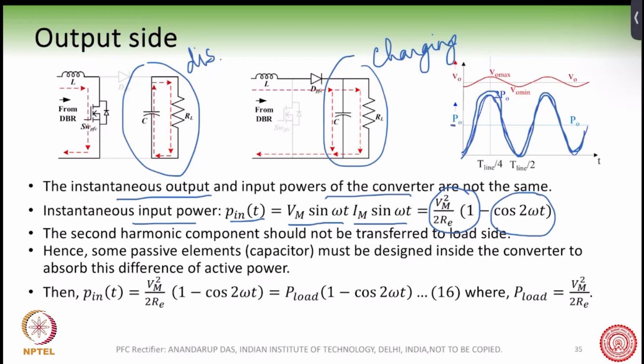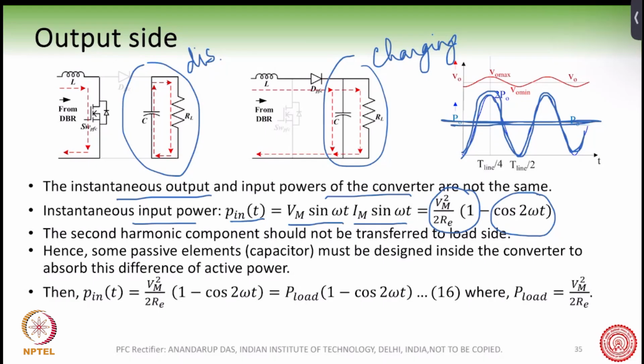But remember, the average value of input power and output power must be the same, because that is what is being absorbed from the grid and delivered to the load. That also makes sure that the capacitor voltage is not rising up or down. Average input power must equal average output power, but the instantaneous powers at the input and output will not be equal.